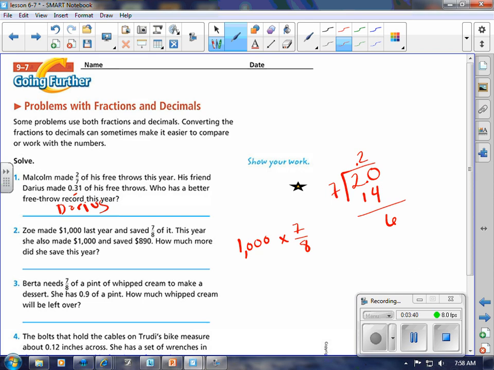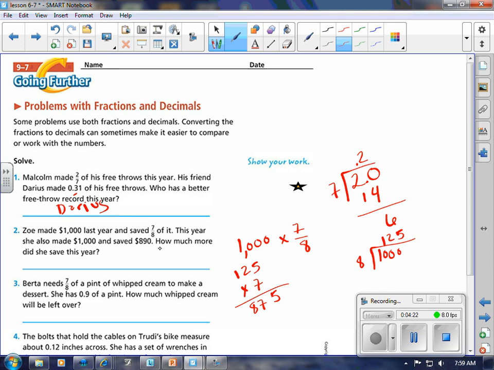So if you need to pause the video to do that, please do so. You're going to take 1,000, divide it by 8. Okay, come back and check that so you know you've got that right, and then we'll multiply it by 7. All right, when you come back, you should have found that 1,000 divided by 8 is 125. Okay, so now I'm going to take 7 and multiply that by 125 to find out how much money she saved last year. So go ahead and pause the video again and multiply by 7. Come back and check your answer. Okay, so 125 times 7 is 875. So 875 is how much she saved last year.